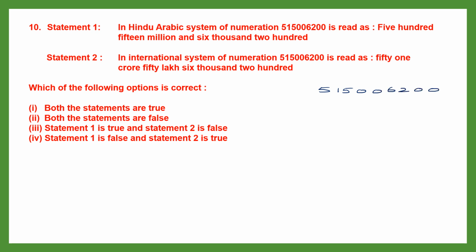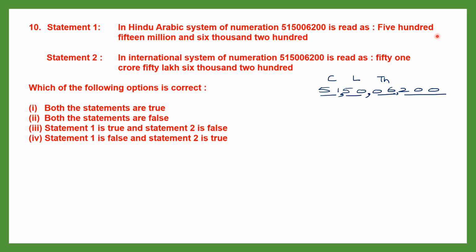515006200. Now how do we read it in the Indian system? Let's put a comma after each period. So here we have a period, here also we have, here also we have. Now how do we read this? We read this as 51 crore 50 lakh 6,200. That is how we read it.